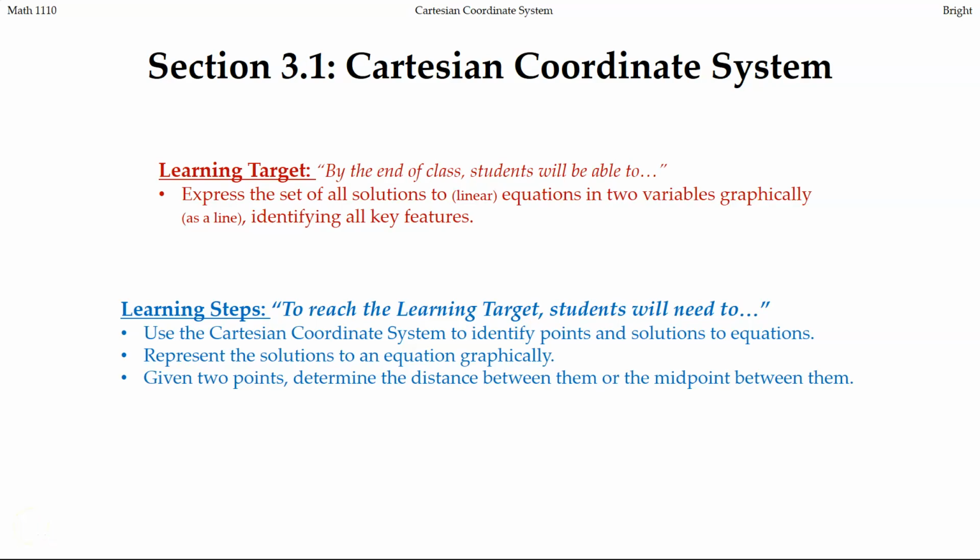In this video, we're going to look at the Cartesian coordinate system, and when we do that, we're really expressing all solutions to equations in two variables graphically. Eventually, we will focus on linear equations and lines, but that comes later in 3.2. And so we just want to review the Cartesian coordinate system, look at solutions graphically, and then remind ourselves about the distance between 2 points and the midpoint and what we mean by that. So we're going to focus on the first learning step in this video.